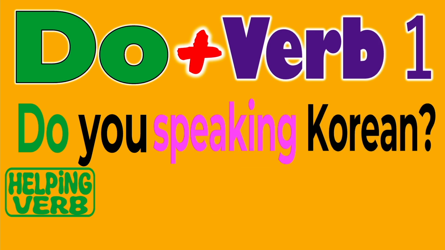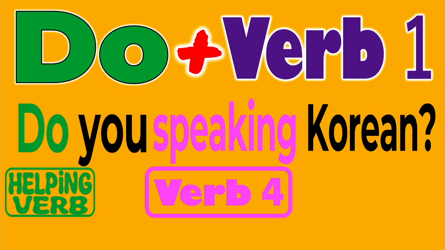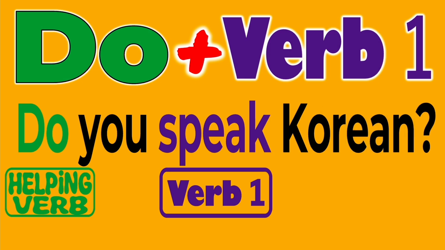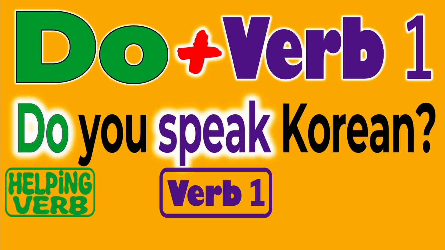Now, how about speaking? Oh, come on. Speaking is verb 4. Come on. Illegal. Unallowed. Get it out of here. No way. I hate it. Do plus verb 4 is crazy talk. It has to be do plus verb 1. Now, we know that do and verb 1 go together. Do you speak Korean? Beautiful. Now it's good. Now it's working.